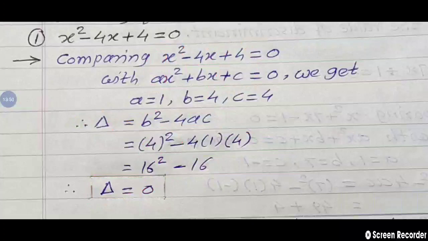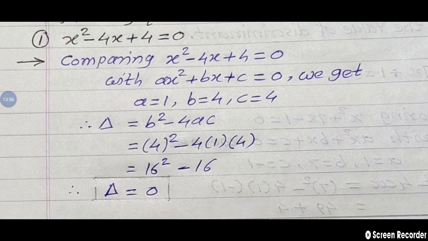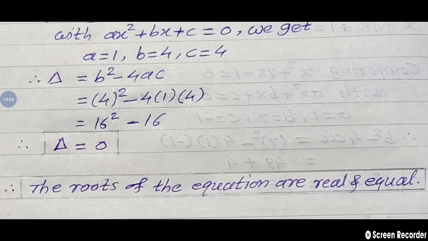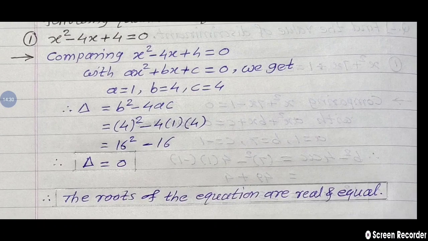So in this question, we are determining the nature of the roots. The value of delta, or discriminant, is 0. Then what do we write at the last? Therefore, the roots of the equation are real and equal. Why are we writing like this? Because there are three conditions given. As per the condition, the value of discriminant is 0, and from this value 0, we write that the roots of the equation are real and equal. All of you understood this? So in this way, we are solving the problems.